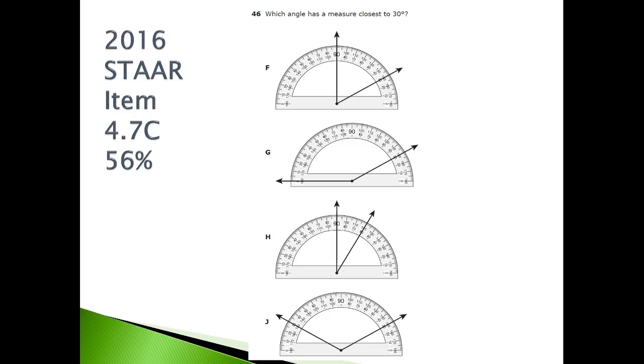Here's another example. Item 46, the kid scored 56% mastery. And look at the question: which angle has a measure closest to 30 degrees? If the kids have a good idea that this is an obtuse angle, therefore it cannot be this one. This is almost a right angle, it cannot be that one. So I might be able to just go ahead and take those two out and just look at H and F and see which one is closer to 30.